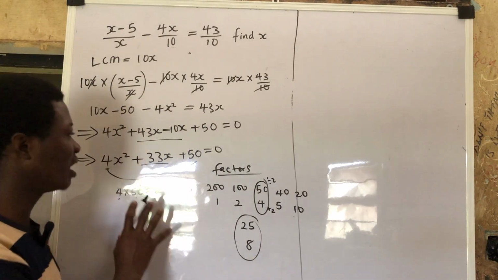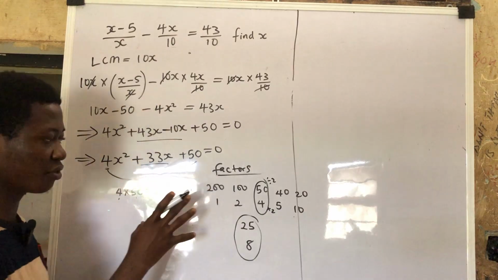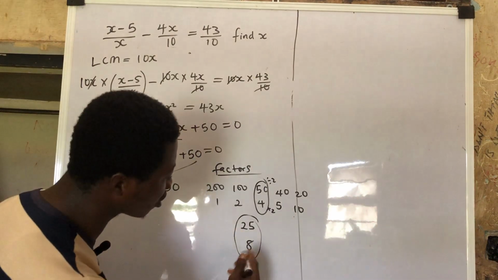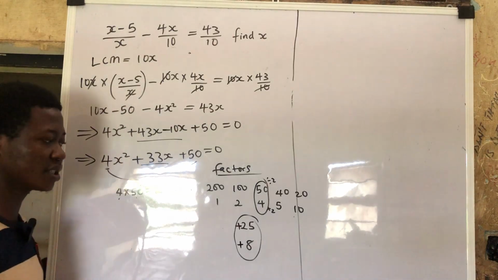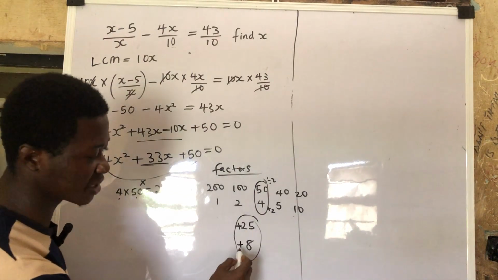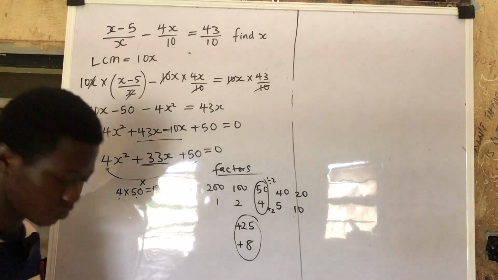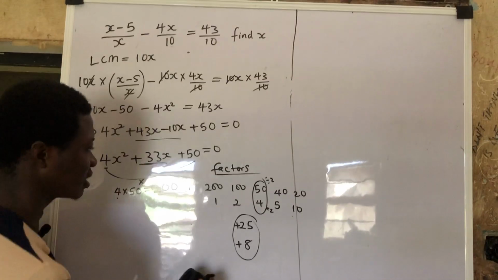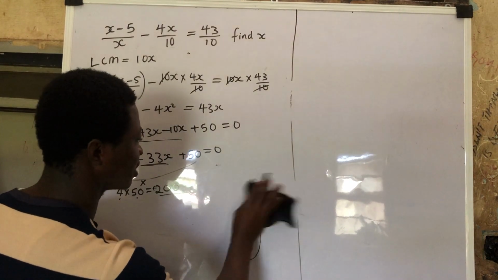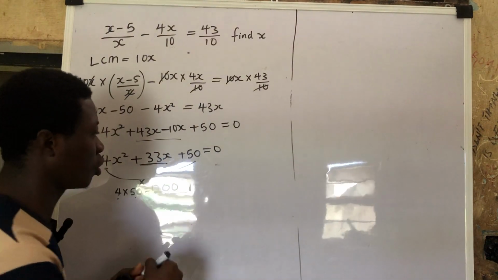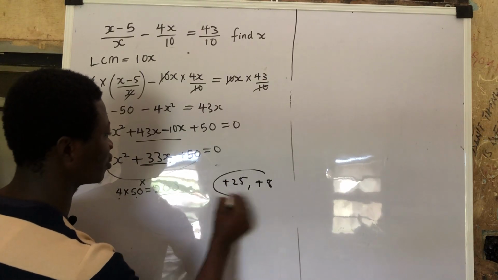So this is how to get the factors easily. Sometimes it might be somewhat complicated, but following this method will help you get it easily. So the factors include plus 25 times plus 8, and you get plus 200. Now, having gotten the factors, the factors that we have gotten here are plus 25 and plus 8. So this is the factor.